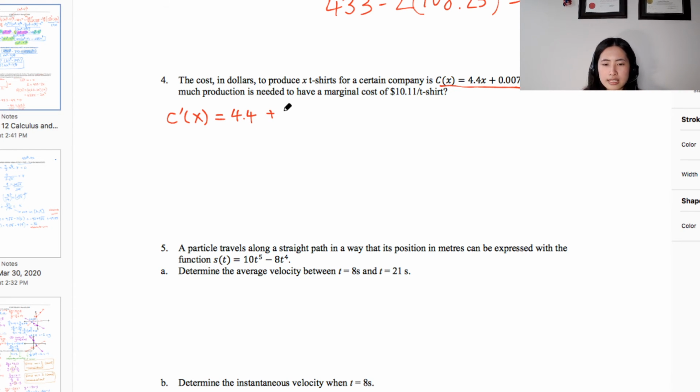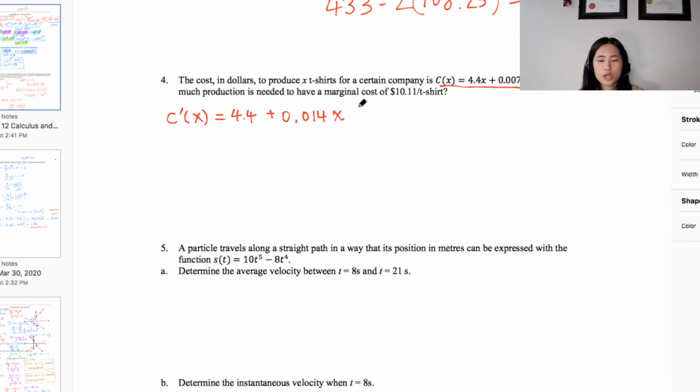And then this is added to 0.007 times 2, right? So this is actually equal to 0.014. So multiplying this coefficient, 0.007 times 2 would give you 0.014. So this is times x. And that's it. That's the first derivative.